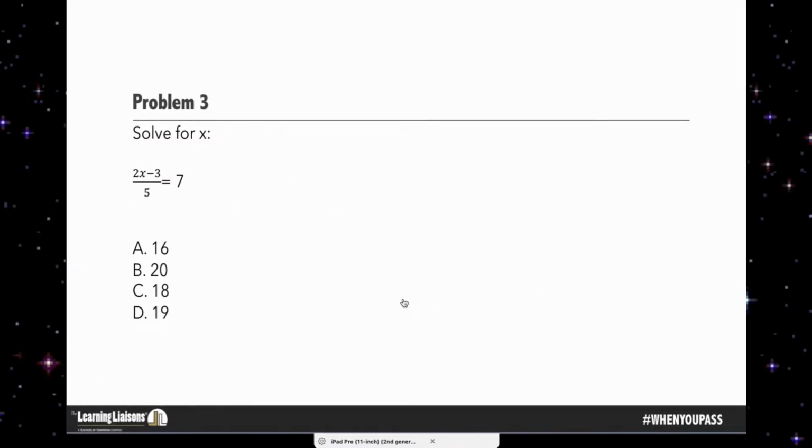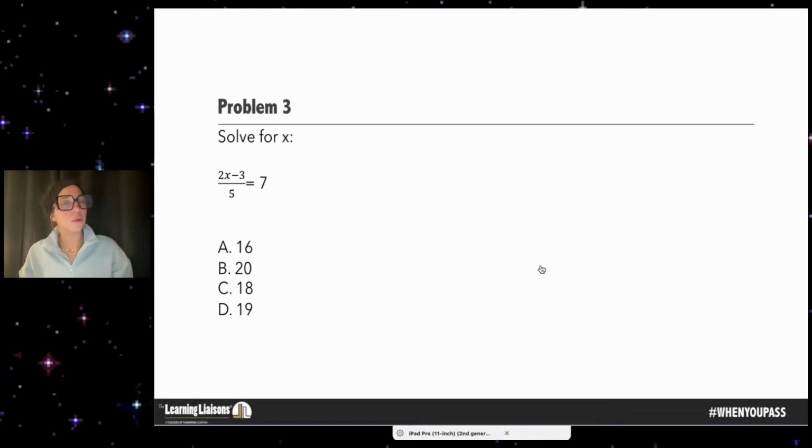Problem number 3. Solve for x. 2x minus 3 divided by 5 equals 7. So this is a pretty straightforward problem.